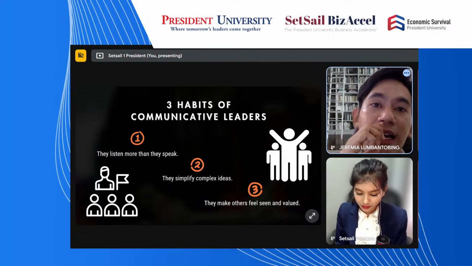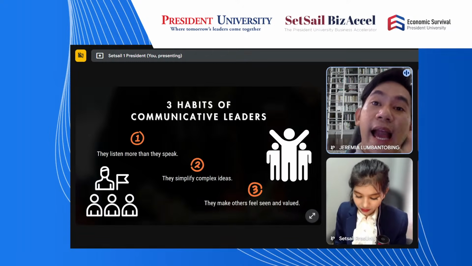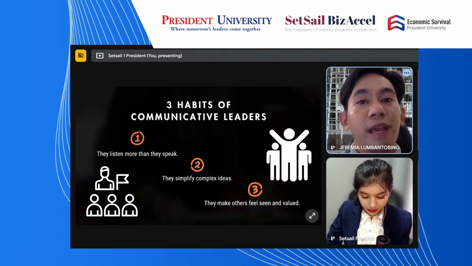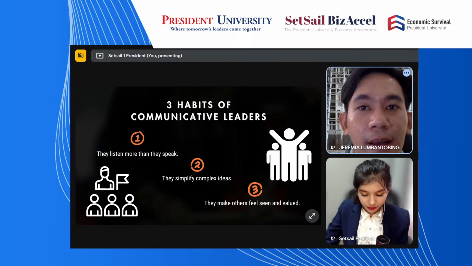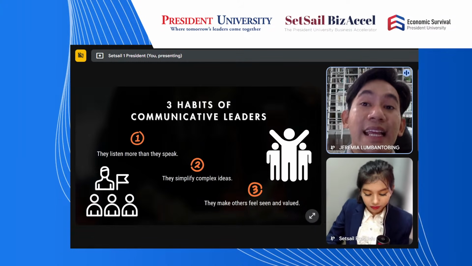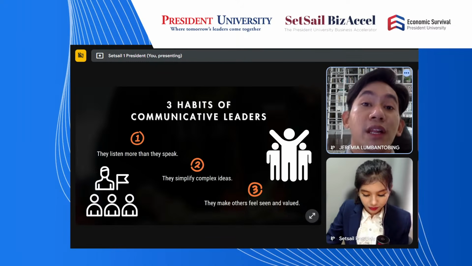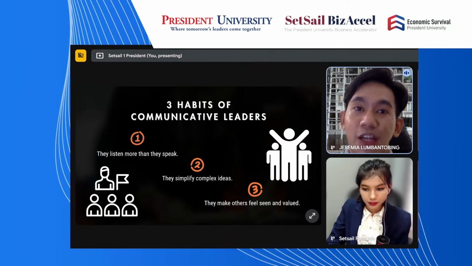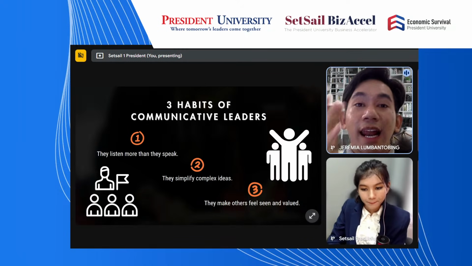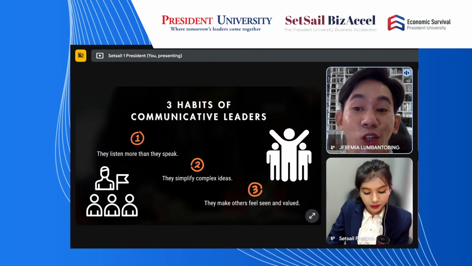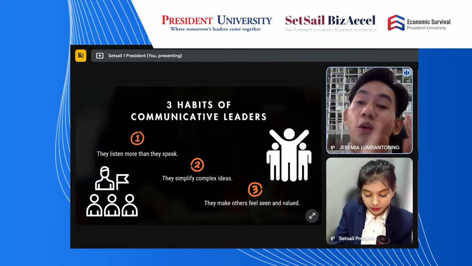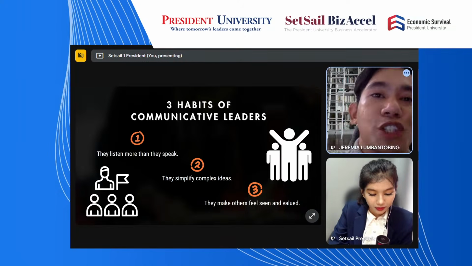Second, they simplify complex ideas into actionable clarity. Anyone can make things sound complicated, but real leaders make things clear. When your team or your partners leave a meeting, they shouldn't be confused. They should know exactly what to do next. Clarity turns communication into execution.